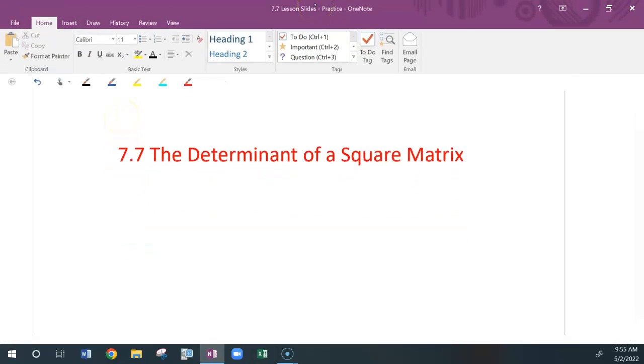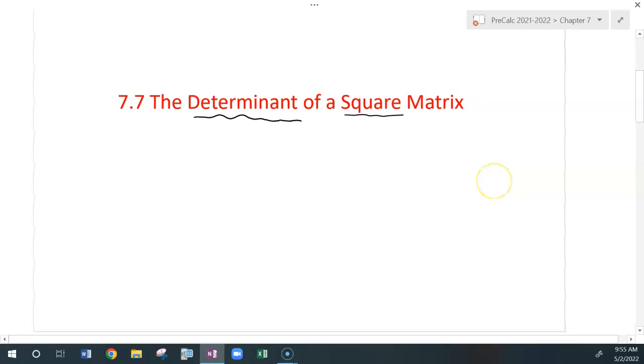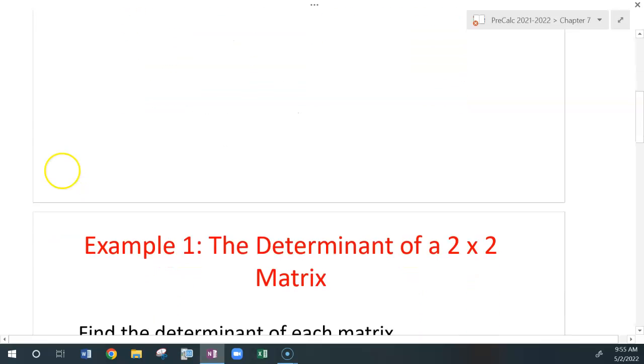Now, a determinant is a real number, and every matrix has its own determinant. And so we are going to find the determinant of square matrices only. That means the number of rows and number of columns are exactly the same. And the determinant is useful for doing things like finding the inverse of a matrix.